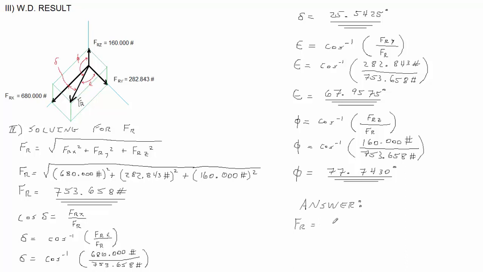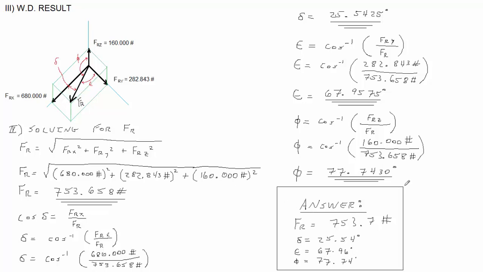FR equals 753.7 pounds. Delta equals 25.54 degrees. Epsilon equals 67.96 degrees. And phi equals 77.74 degrees. So that is how you report an angle in coordinate format. Once again, coordinate means that the angles share the same ordinate or the same origin. So all of these angles are measured off of each of their respective axes.